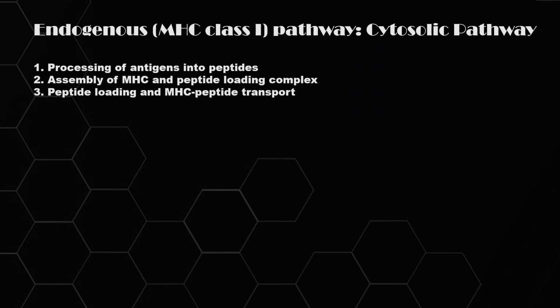Endogenous pathway, which is the MHC class 1 pathway, is also called the cytosolic pathway. It is cytosolic because the endogenous antigen is present inside the cytosol. So there are three steps. First one is processing of antigen into the peptide. Second is assembly of MHC and the peptide loading complex. And the third one is peptide loading and MHC peptide transport.